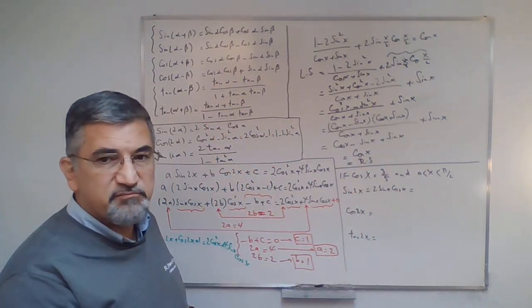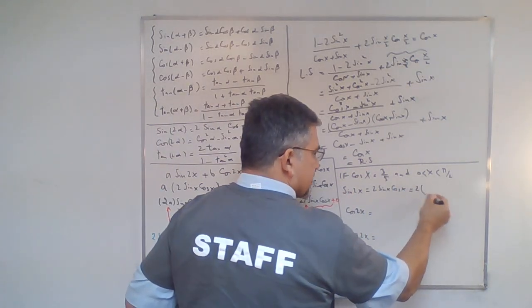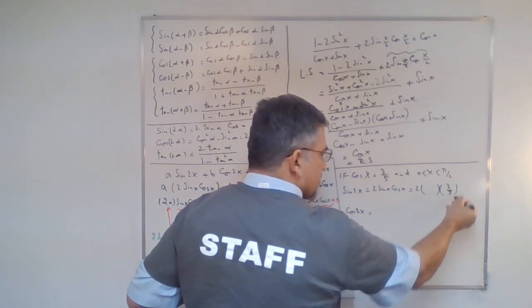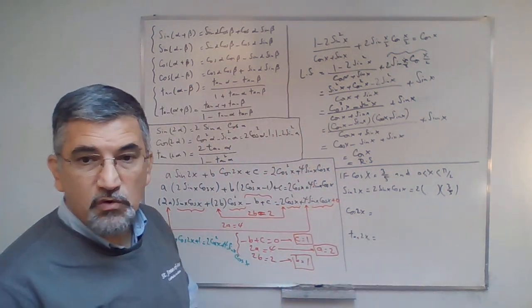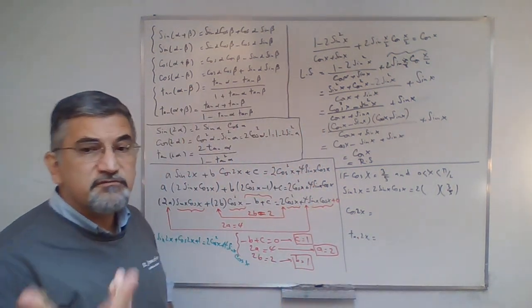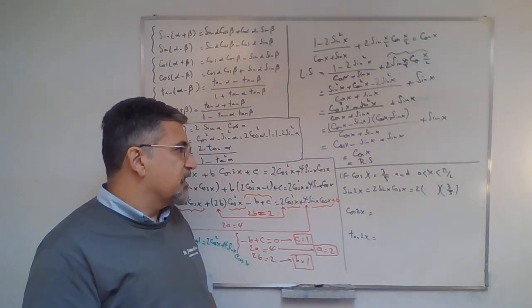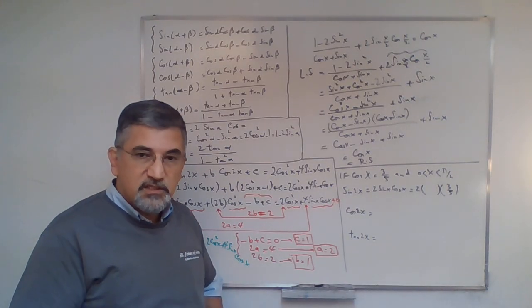Cos x is 3 over 5, piece of cake. You can just substitute that, okay? But the thing is that we don't know what sine of x is. So we need to find sine of x. But how do you find sine of x given the cos x? Well, you can use trig identities again.